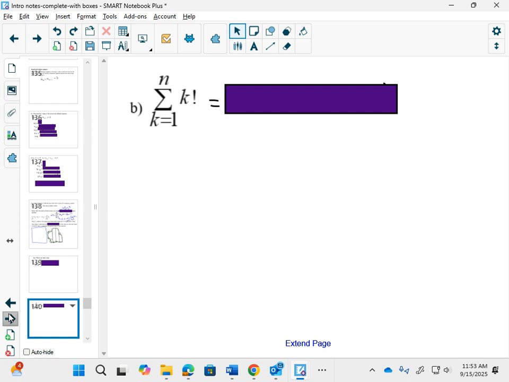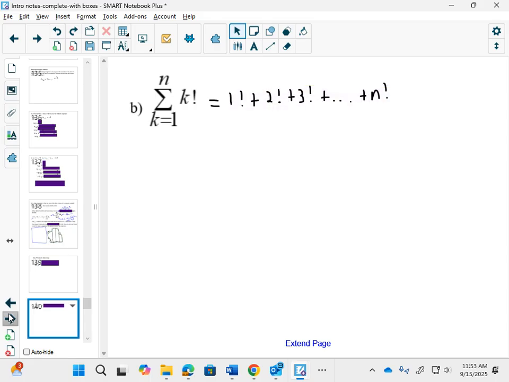Second one. Our formula is k factorial. You would start at 1. And it's a sum, so our first one would be 1 factorial, then you're going to go plus, then 2 factorial, then plus 3 factorial, then plus, and keep going until you got to n factorial.